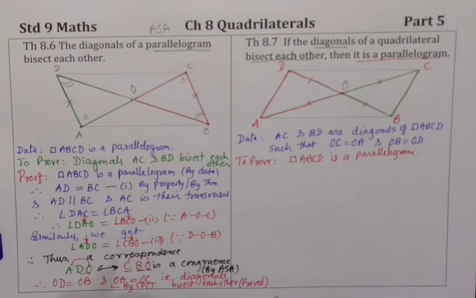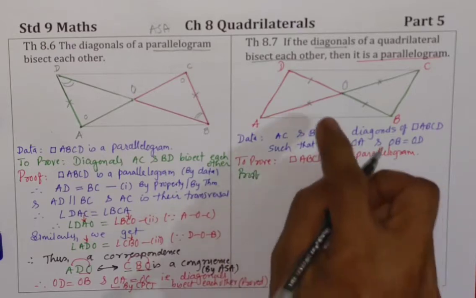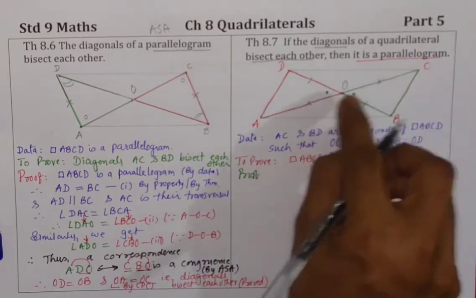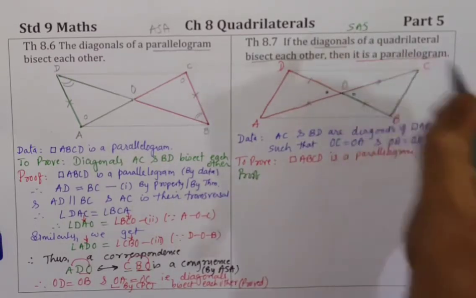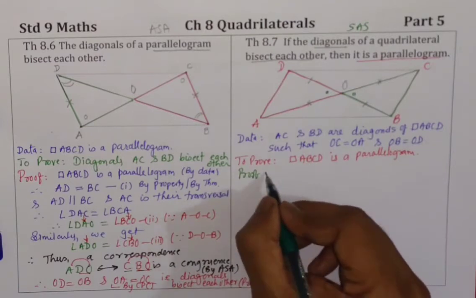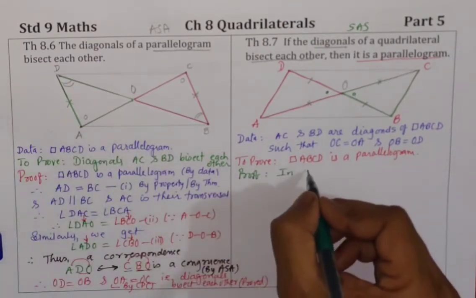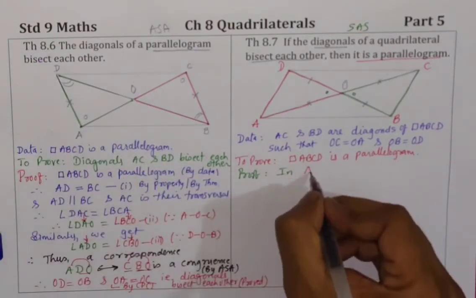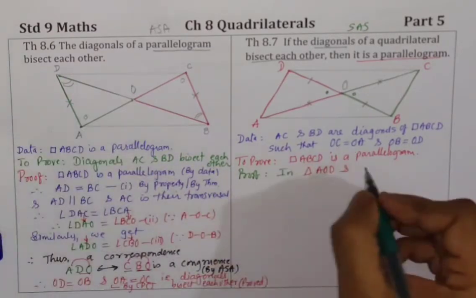Correct? Okay. So, proof. Now this is vertically opposite angles. This is already given. So side, angle, side. So this time S is satisfied. So straight away I am writing: in triangle red AOD and triangle green BOC.